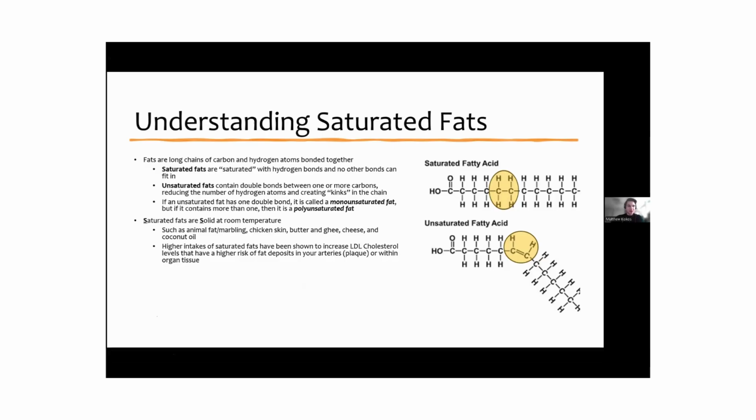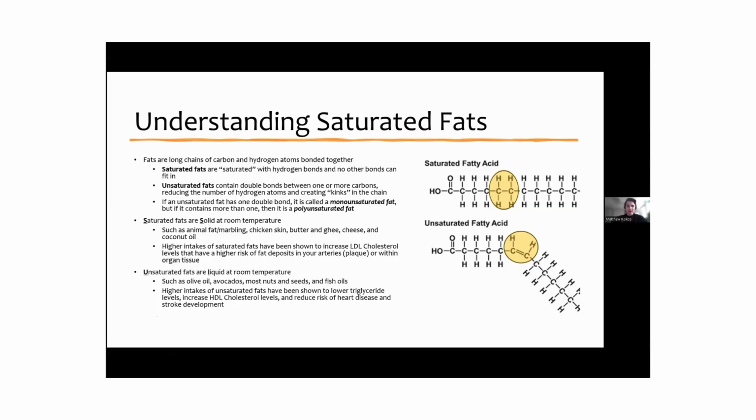Right, we can use them for cooking, like lard, tallow, pig fat, the marbling from the beef. But higher intakes of these saturated fats have been shown to, over time, increase our LDL cholesterol levels and carry a higher risk for fat deposition in our arteries, right? That plaque buildup, or within organ tissue, right? So non-alcoholic fatty liver disease, we can sometimes see, right, with high LDL. High intakes of saturated fats can be pretty damaging for the heart.